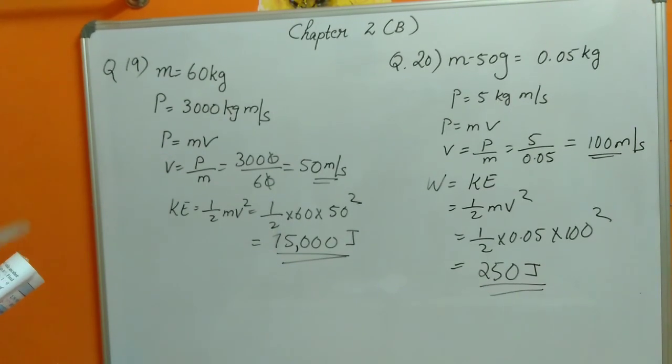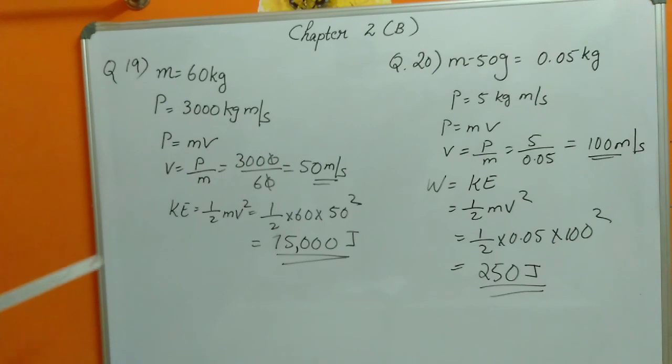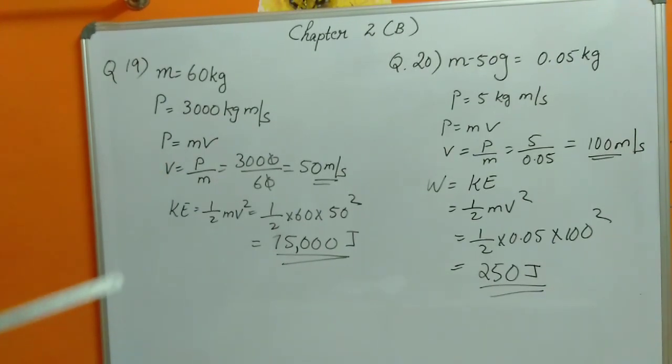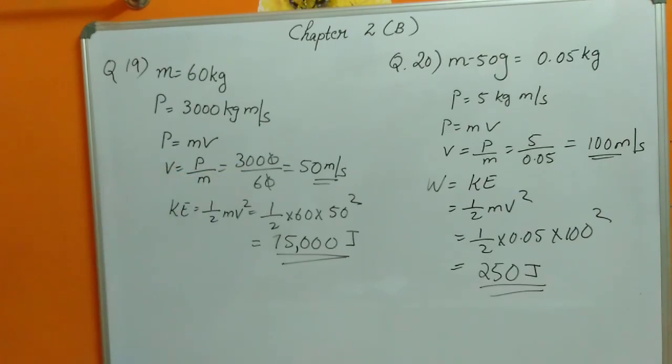Next, question number 19. A body of mass 60 kg. The mass of the body is given as 60 kg, has the momentum. So here we are going to start with the next set. Momentum is given as 3000 kilogram meter per second. So we have the formula, momentum is mass into velocity. So from here we can calculate velocity, momentum by mass. We will get 50 meter per second.